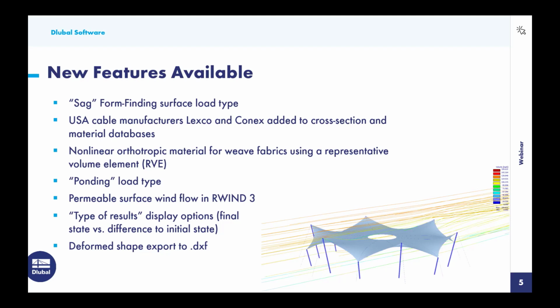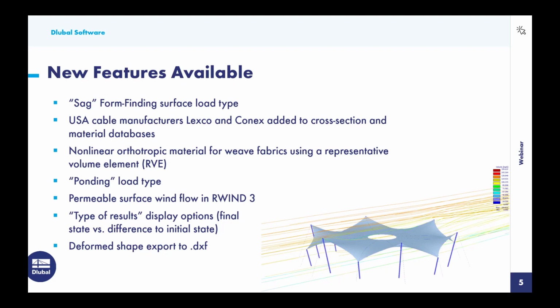When it comes to RWIND 3 and our CFD wind analysis, we can create a new material once we are in this program for permeable surface wind flow. With information like the Darcy coefficient, the inertial coefficient, and the porous media length, we can set this as our material properties to allow wind to flow through the fabric structure. This might be important for something like cable nets, for example.